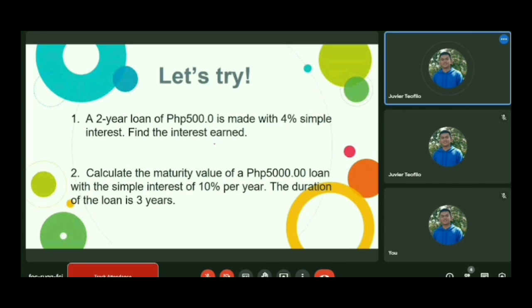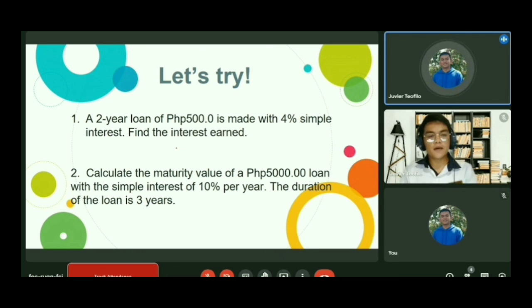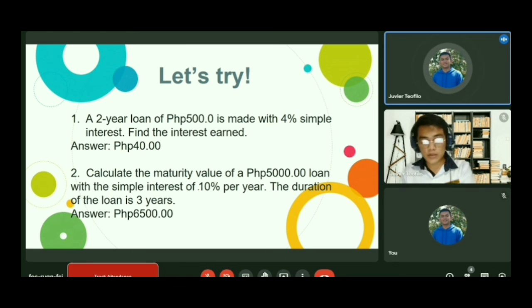We have here two problems and I give you 5 minutes to answer these. And please send your final answer here in our chat box. Is that understood? Very good. Okay, I observe that you have your answer. Now let's find out. Our number one is 40 pesos. Okay, and our number two answer is 6,500 pesos. And I observe that you have the exact answer. Very good. Please clap your hands.